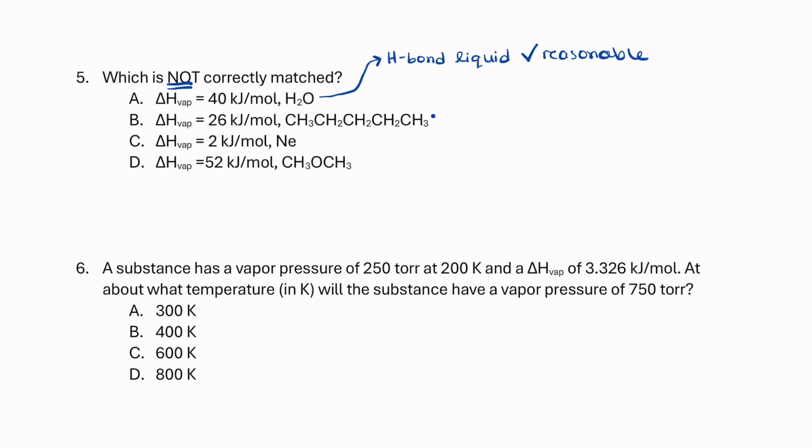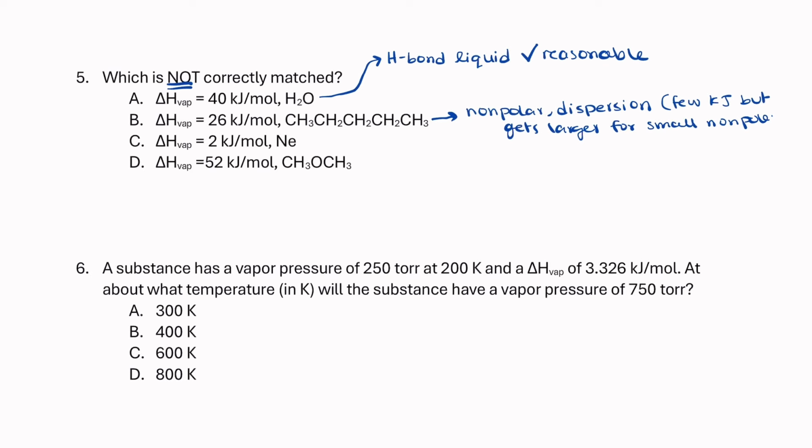B says delta H of vaporization is equal to 26 kilojoules per mole, and the substance we're given to associate with that is pentane. Pentane is a hydrocarbon. It is nonpolar. It's going to be held together mainly by dispersion forces. Now, mid-20s kilojoules per mole is a typical value for small nonpolar organics, so it also looks correctly matched.